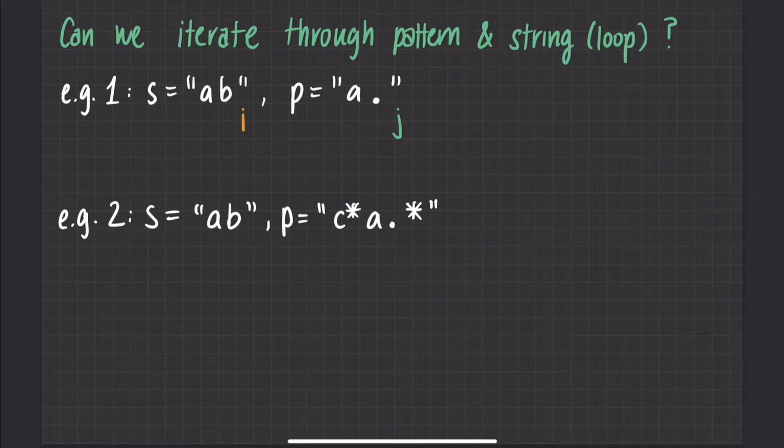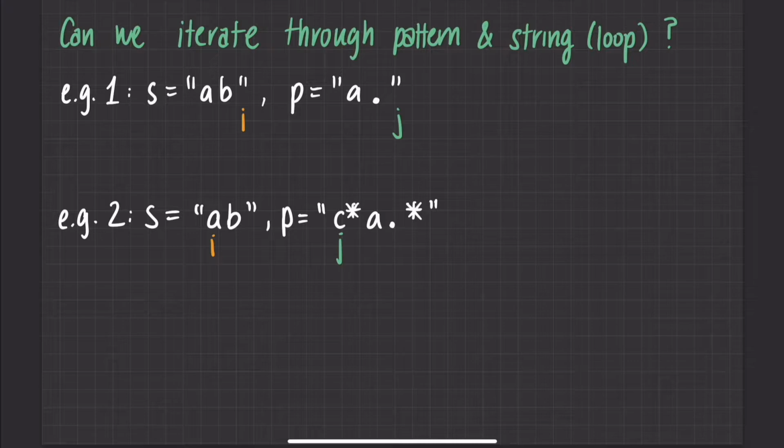But what happens if we have a more complicated example like right here? Technically speaking, these two should match. Why? Well, C star can refer to 0 or more C's, right? Here we have 0 C's, and then we have 1 A, followed by any single character any number of times. And we have B once, so this matches. But if we use the same iterative strategy, this becomes very difficult, right? Right away, we face a hurdle: at index 0, 0, we see that A and C don't match.